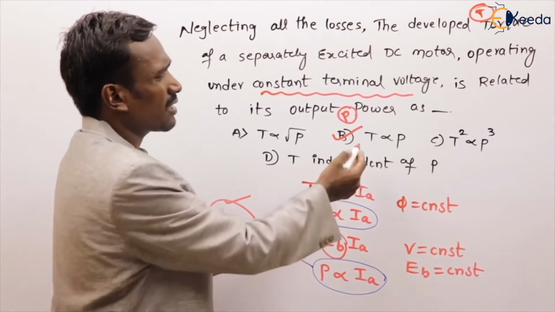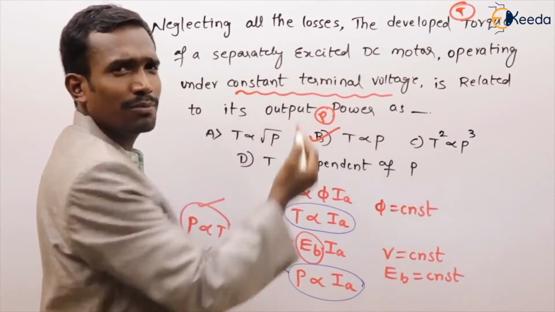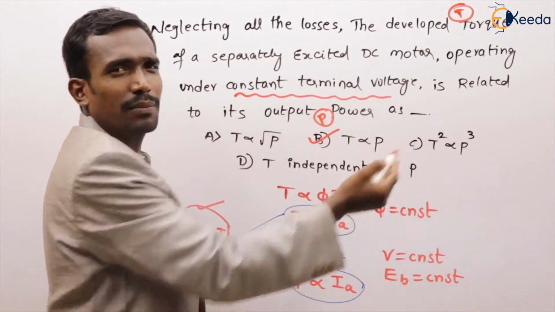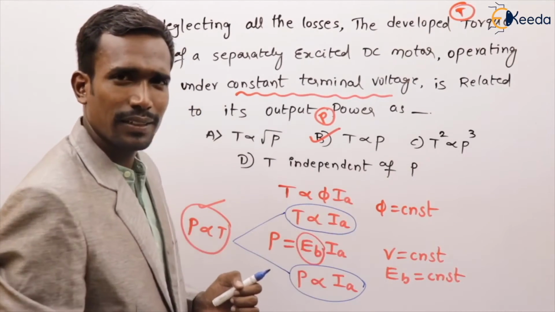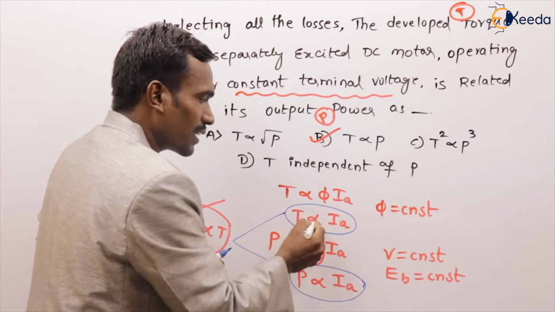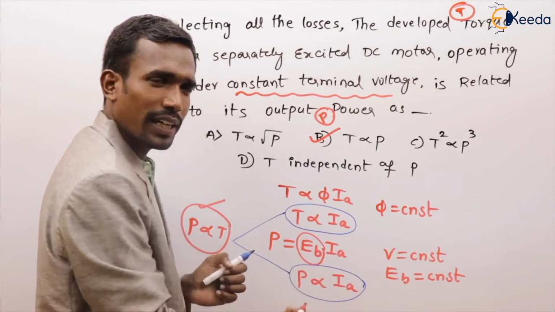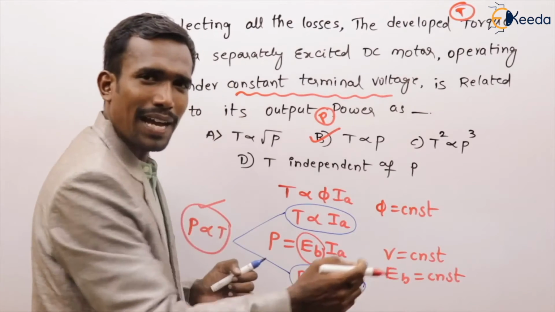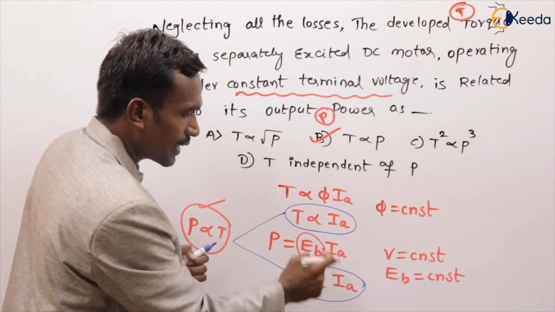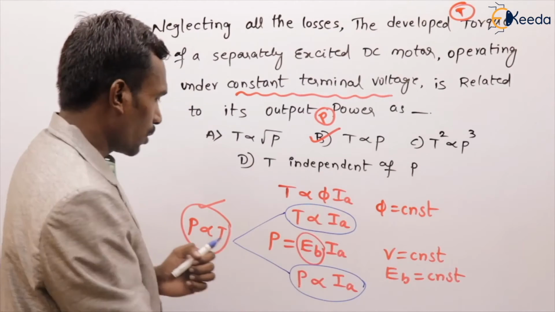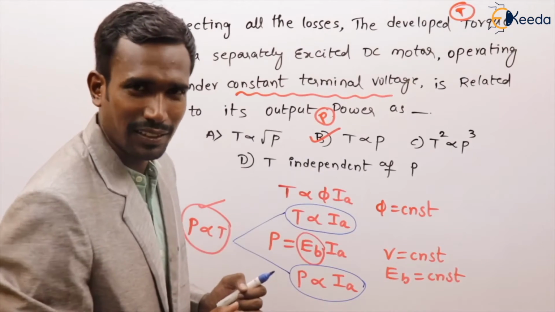They asked what is the relation between torque and power for a separately excited motor, and they gave constant terminal voltage. Generally torque is directly proportional to phi into Ia. Here flux is constant, so torque is directly proportional to Ia. And P is equal to EB into Ia. V is constant, so back EMF is constant. Now tell me, power is directly proportional to Ia and torque is directly proportional to Ia, so power is directly proportional to torque. The second answer is the correct answer.